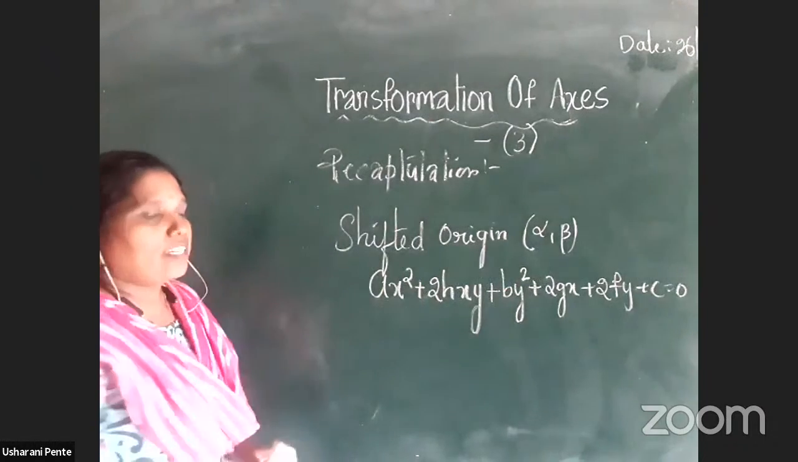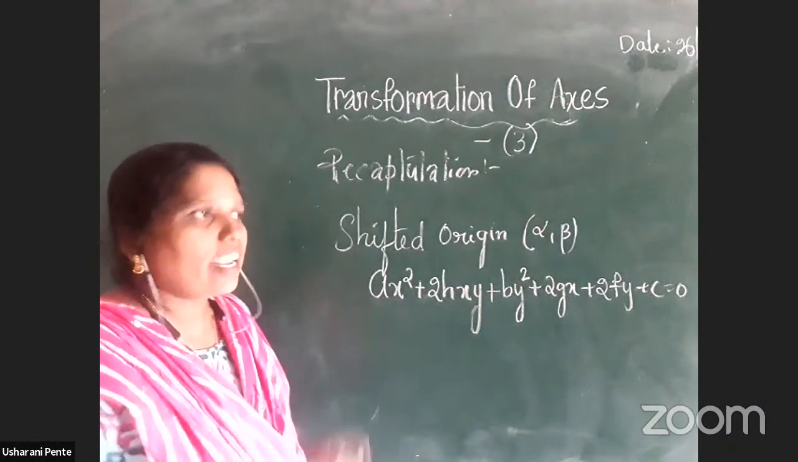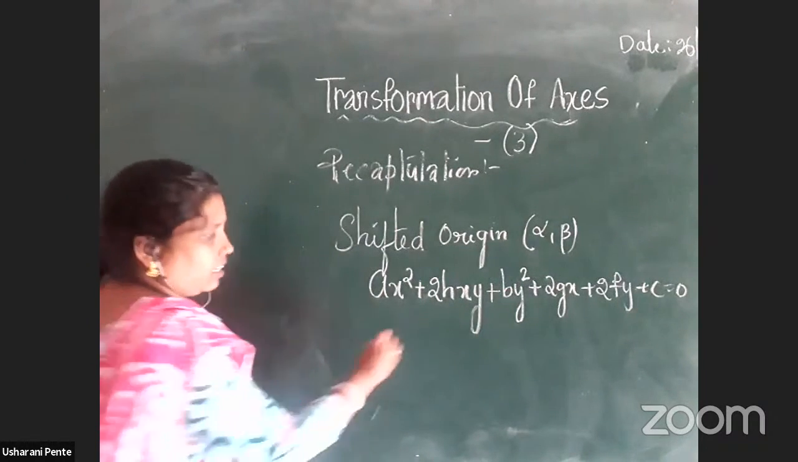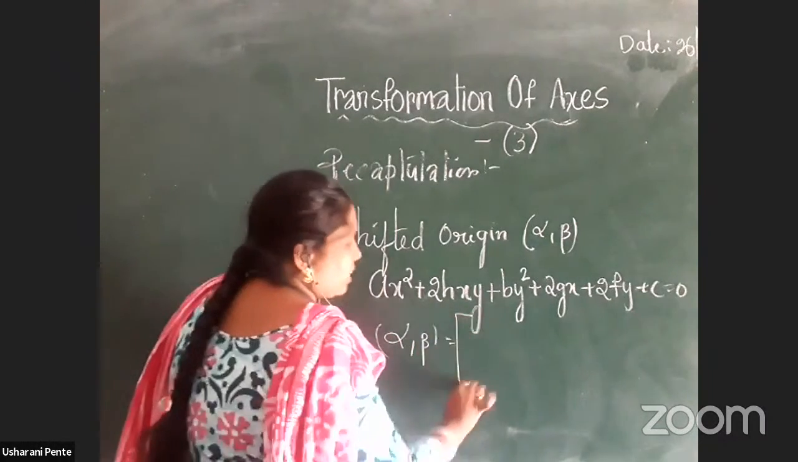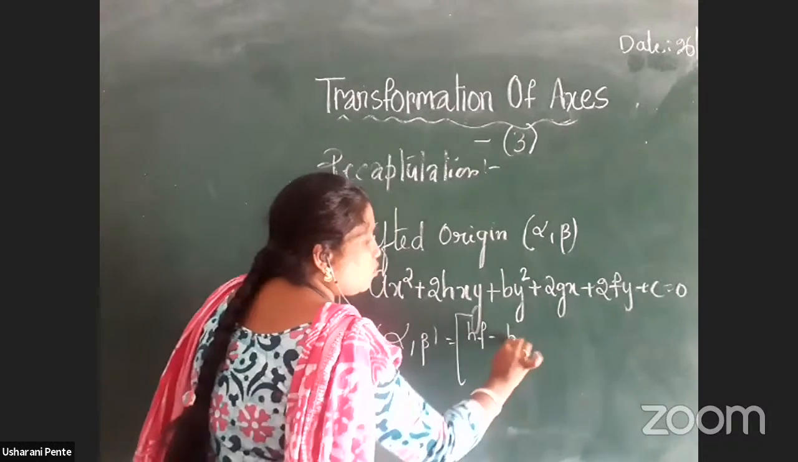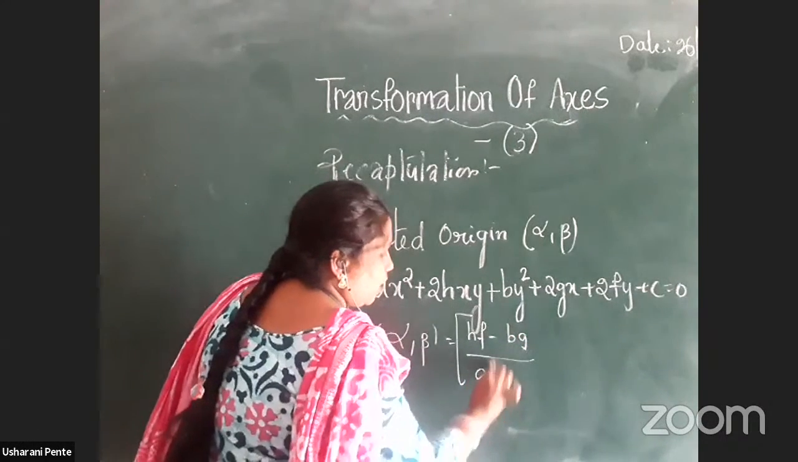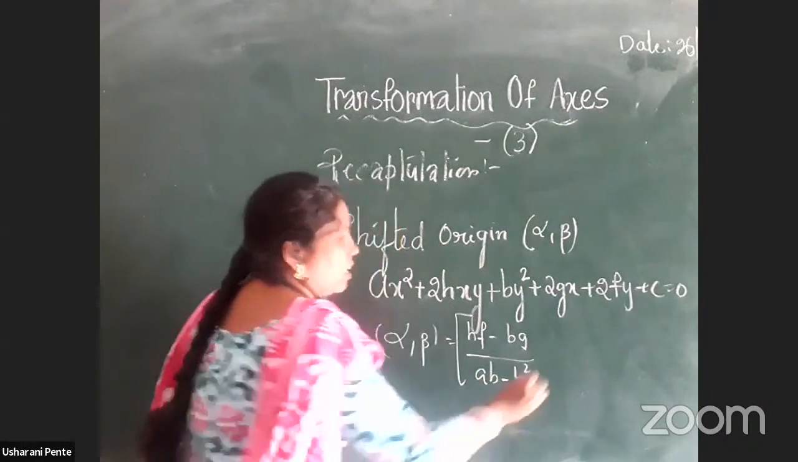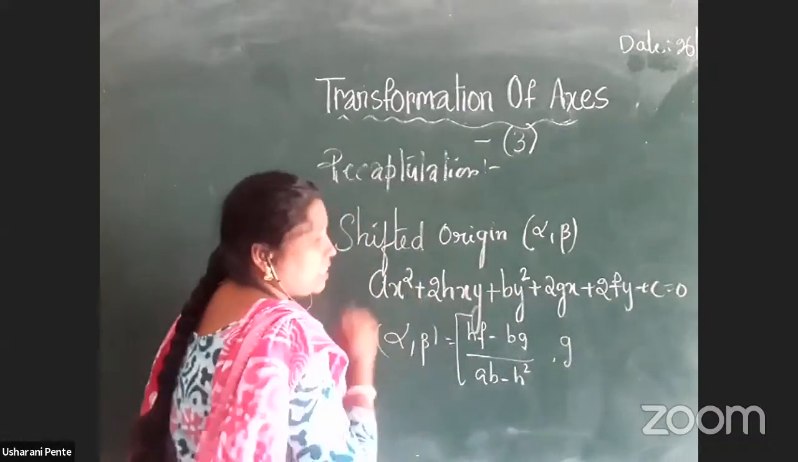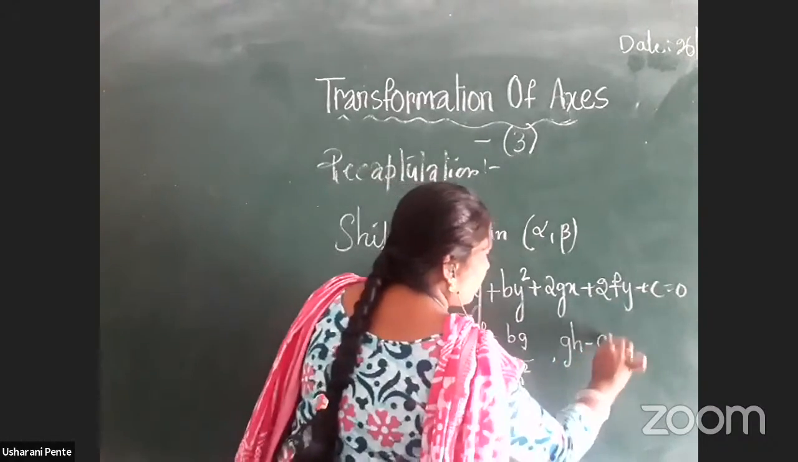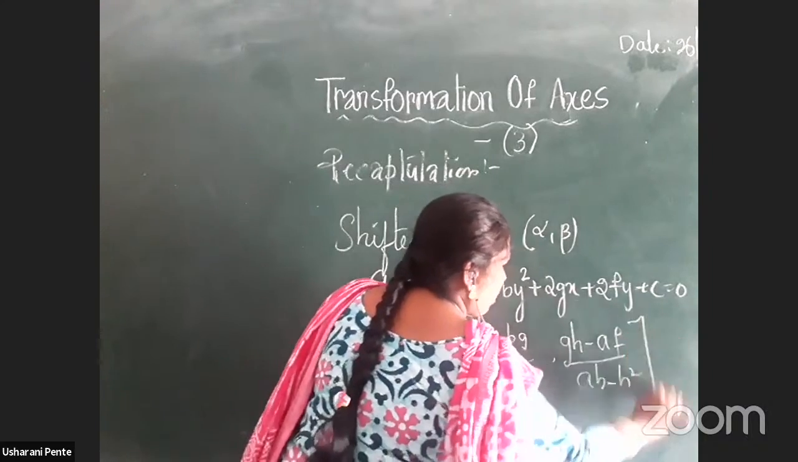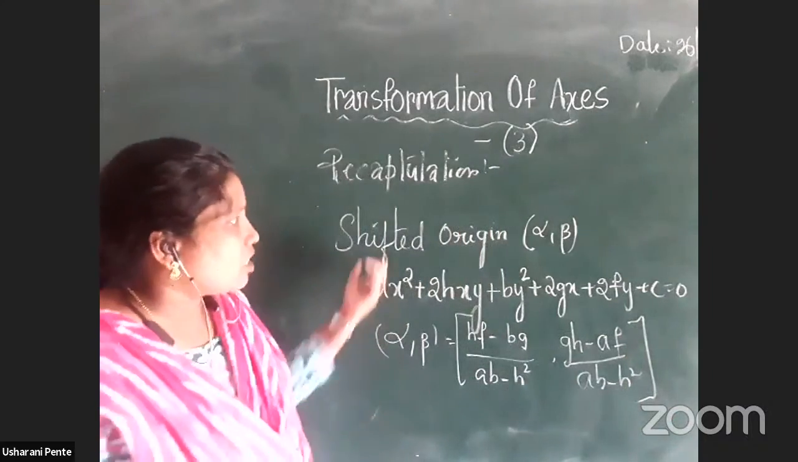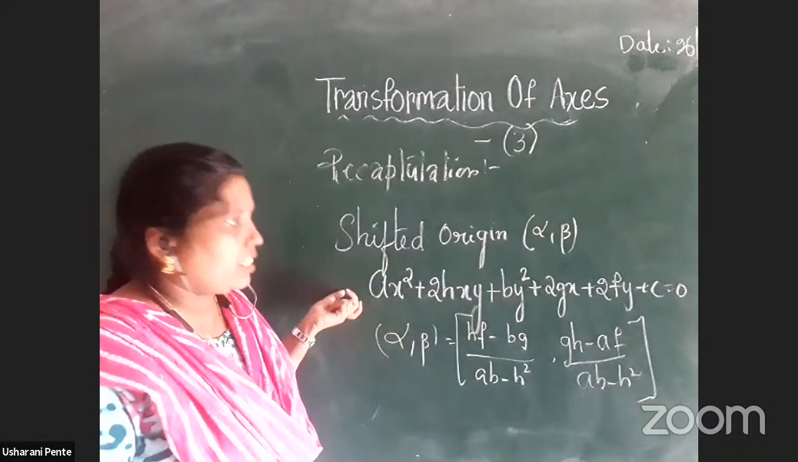So how to find this? We discussed yesterday and we got a formula: alpha comma beta, where alpha is equal to (hf minus bg) by (ab minus h square). In a similar way, beta is equal to (gh minus af) by (ab minus h square). This is the shifted origin we get if they give the equation.